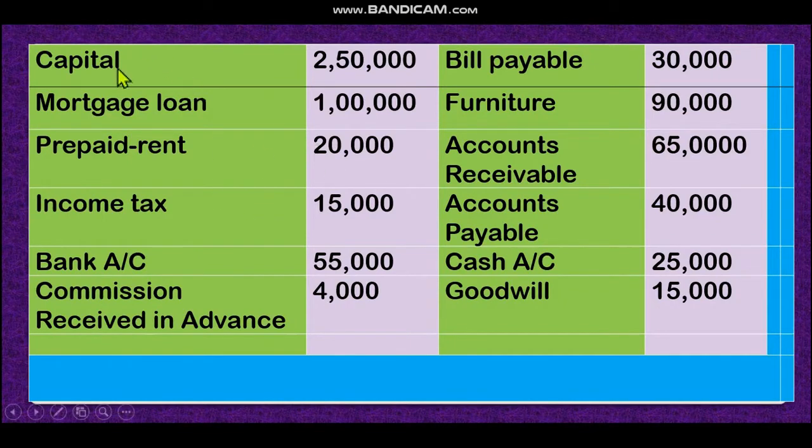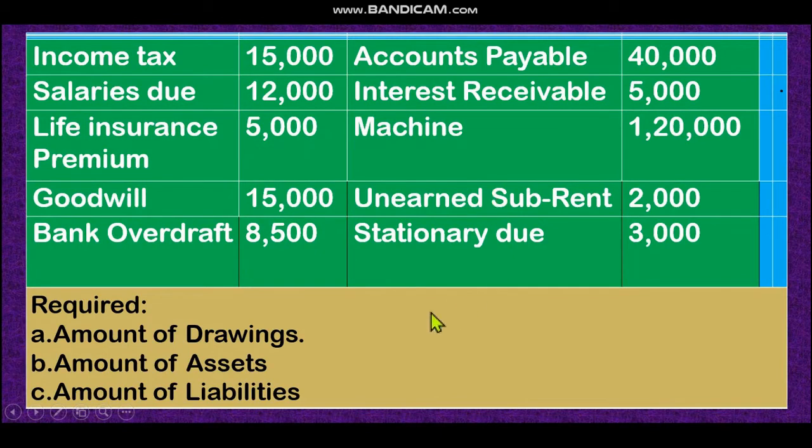Look at, we have some accounts. We have capital, mortgage loan. Last class I discussed what accounts are and how many types of accounts there are. I think all of you know. You can remember that there are 5 types of accounts in accounting. Some are assets, some are liabilities, some are income, some are expenses, and some are equity. Dear student, look at, there are some names of accounts and amounts given to us, and there are some others, and our requirement is the amount of drawings, the amount of assets, and the amount of liabilities.